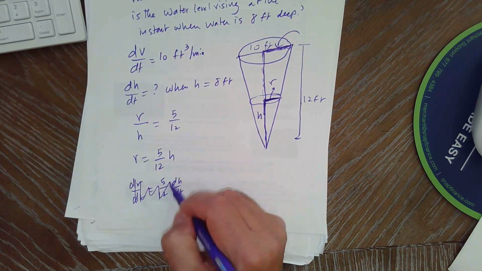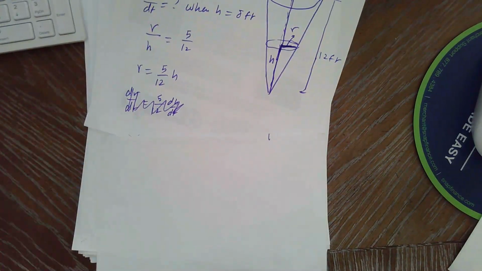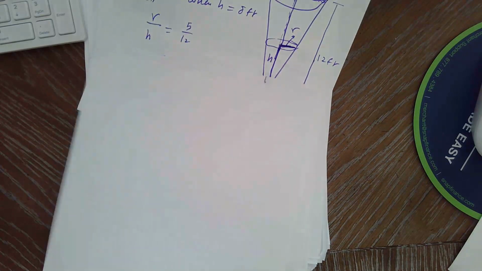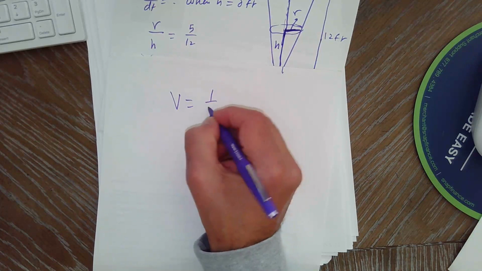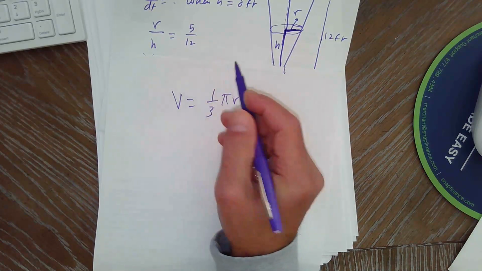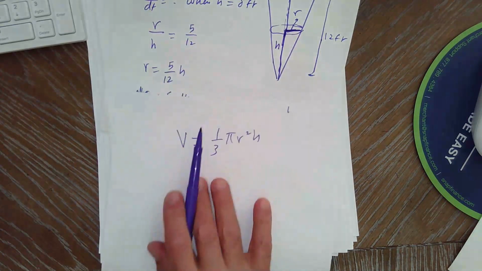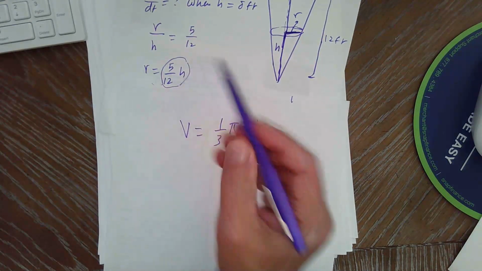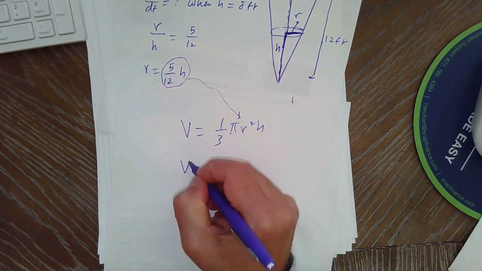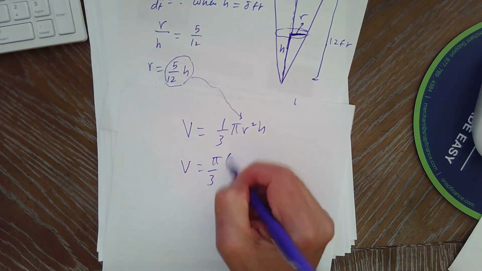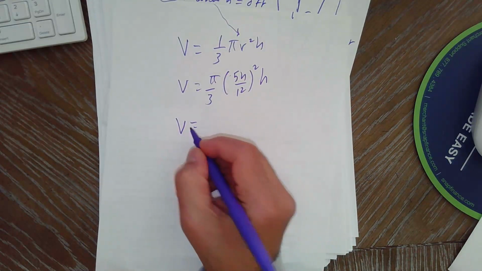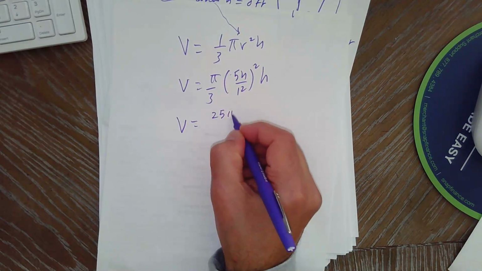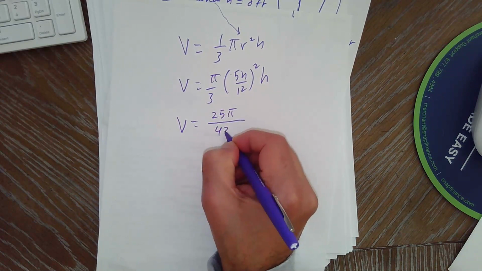Okay, but we don't need that now. So the volume formula is 1/3 pi r squared h. We want to find dH by dt, so we want to get rid of r, so we use 5 over 12 h in there for r. So V is pi over 3 times 5h over 12 squared times h. So V is 25 pi over 432 h cubed.